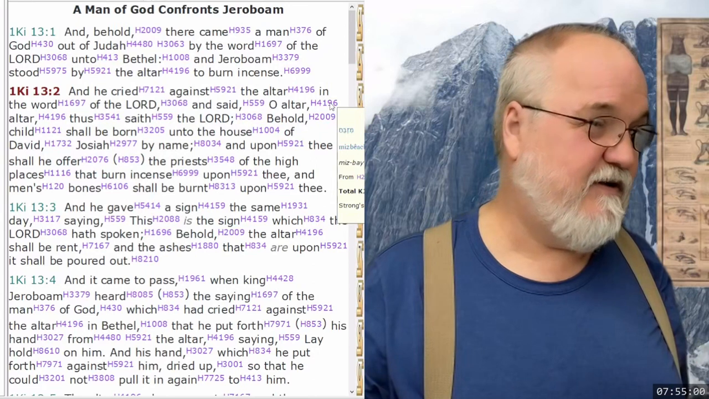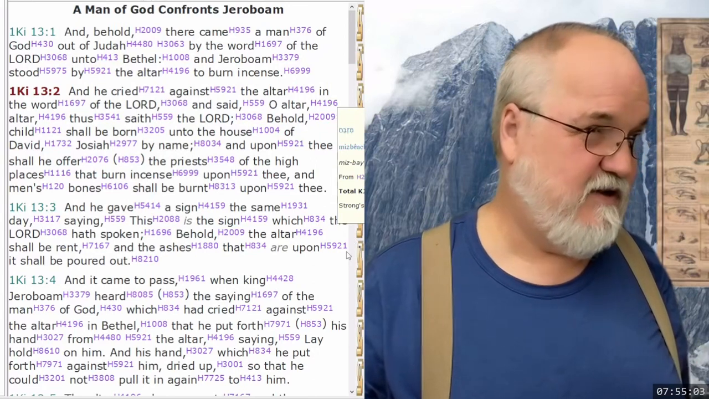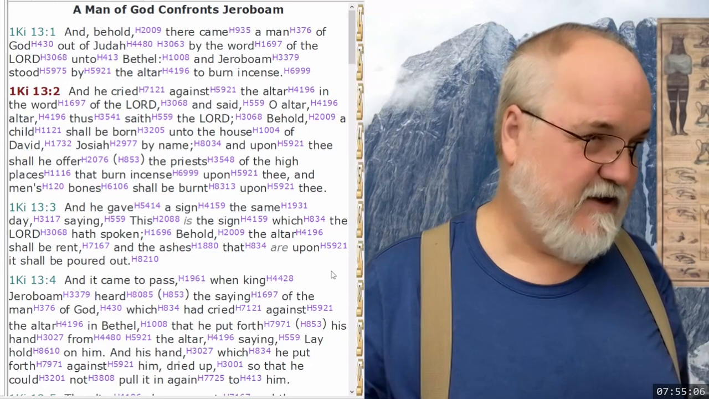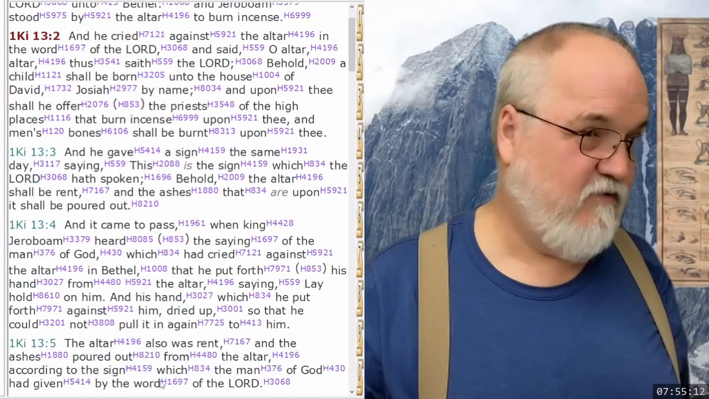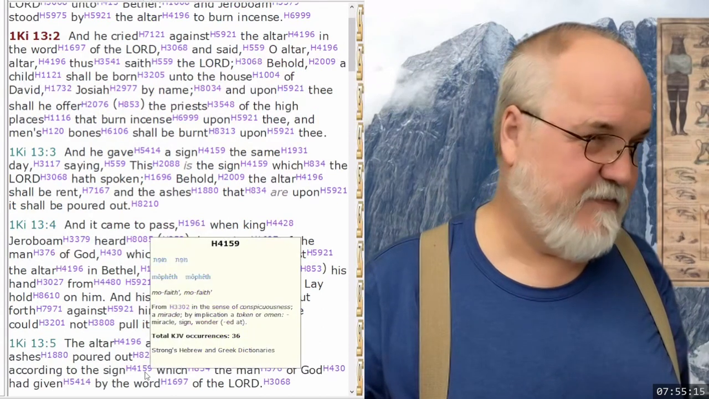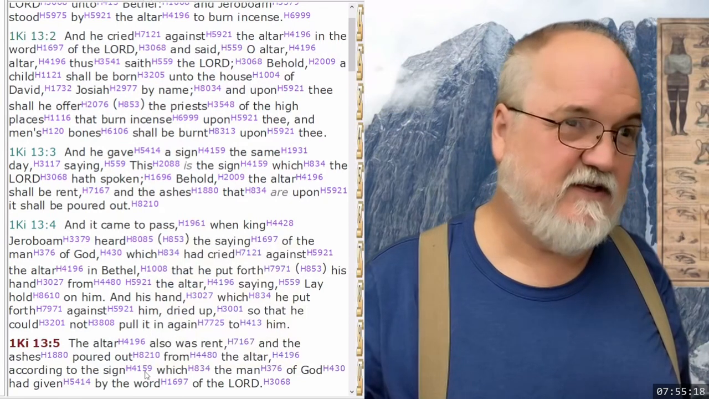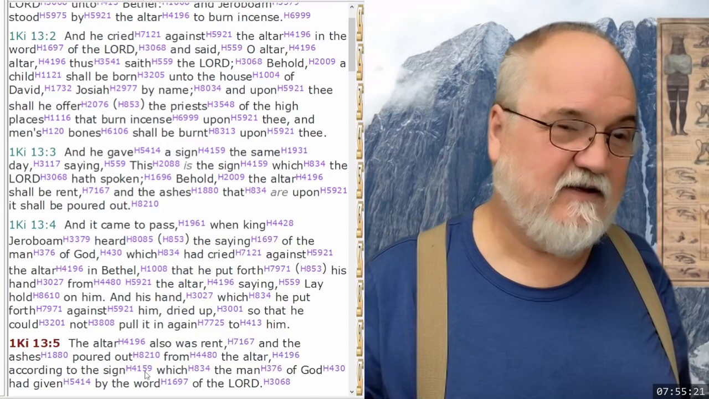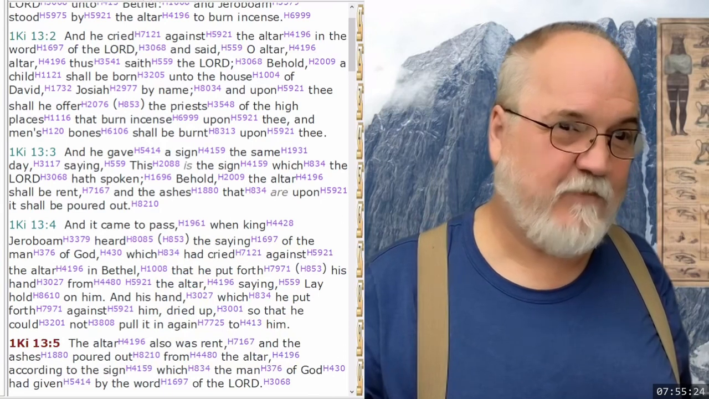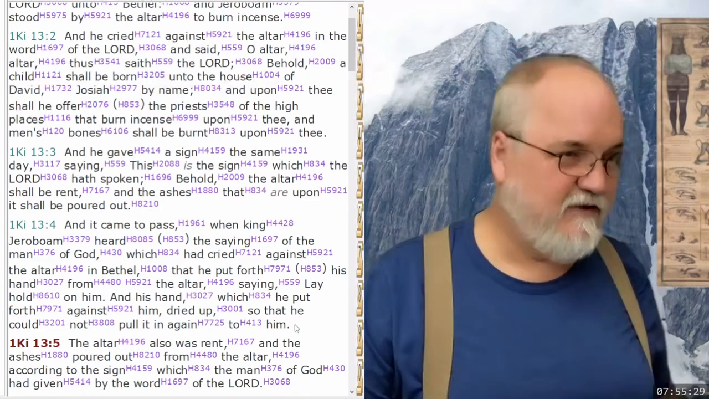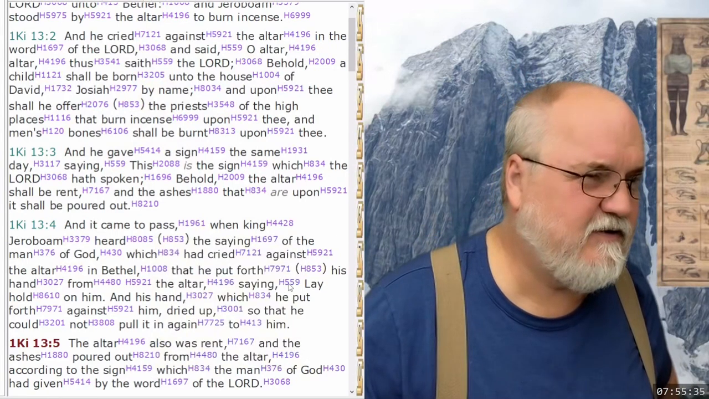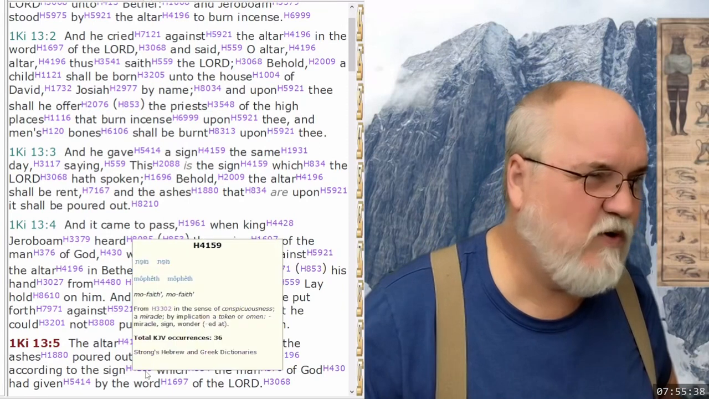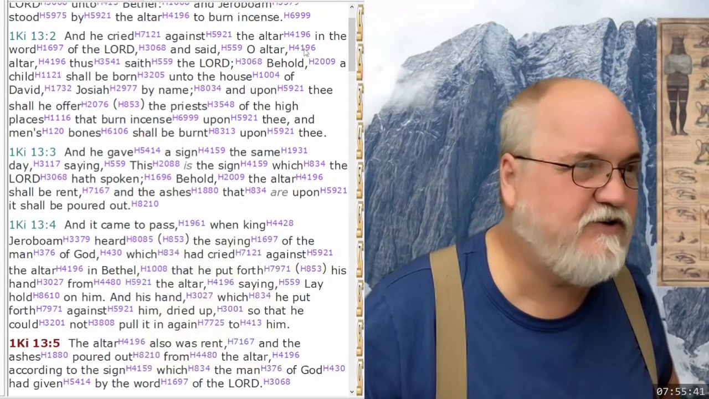Now, there's no linguistic connection between altar and the word sign, 4159. But what was there about this? So this is the word mofet. Yafa, to be bright. Okay, so I'm going to just leave that for now.